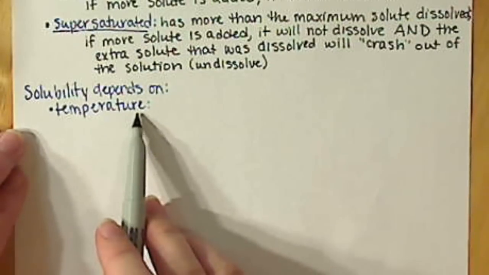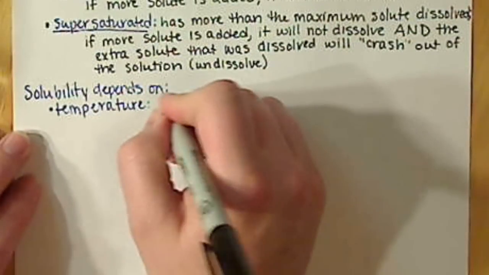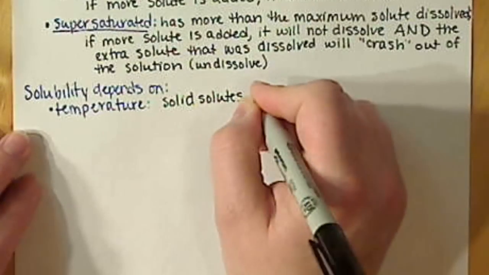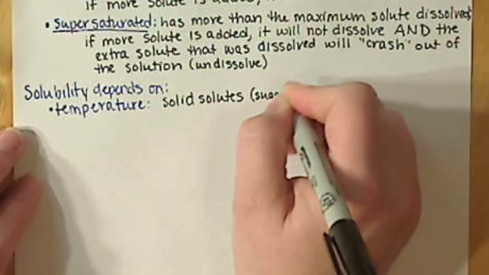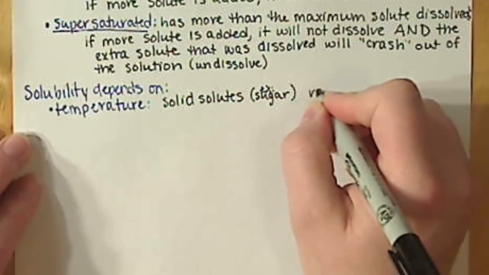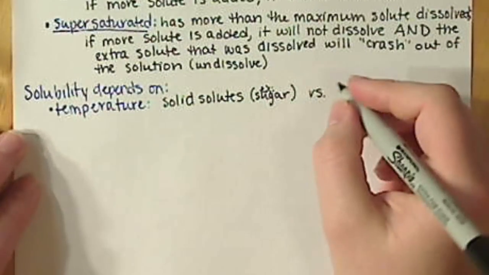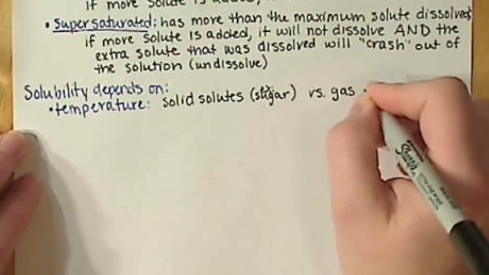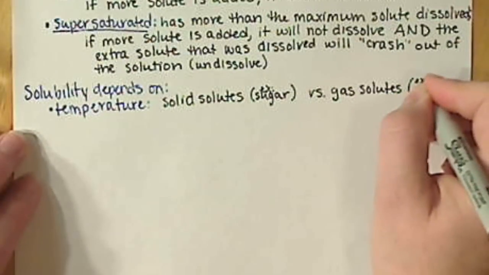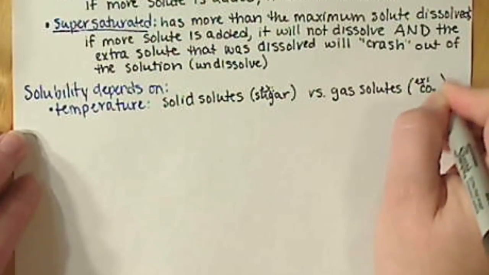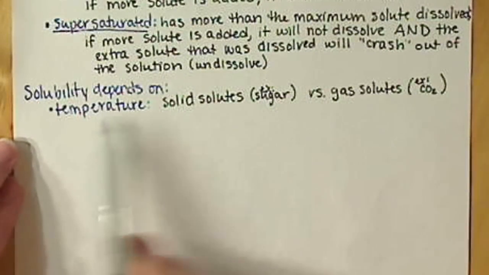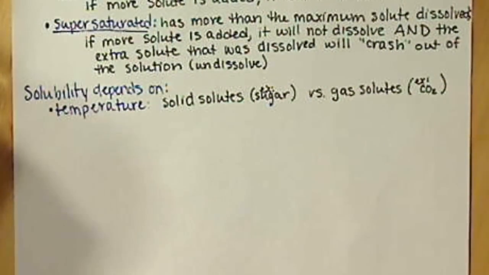Temperature is going to have a different effect on solid solutes, for example, your sugar that we talked about above. It's going to have a different effect on gas solutes. So we'll talk about this momentarily. But an example of this would be, say, carbon dioxide in your carbonated beverages. So temperature is going to affect those two differently.